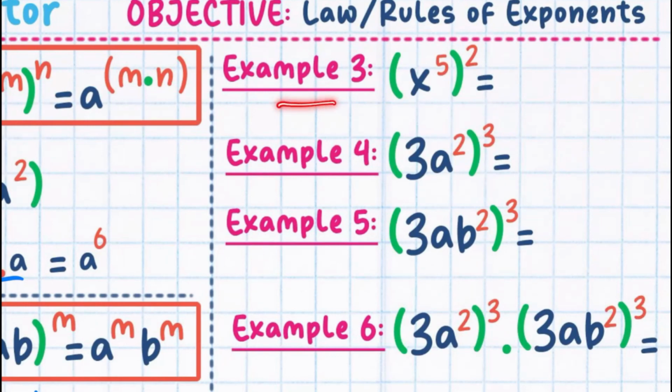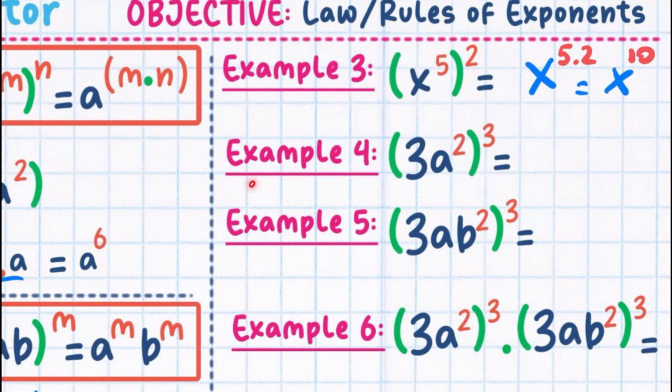Example 3. x to the power of 5 to a power of 2. So we have a power to a power. We're going to keep the base, x, and we are going to multiply the exponents. 5 times 2 is x to the power of 10.